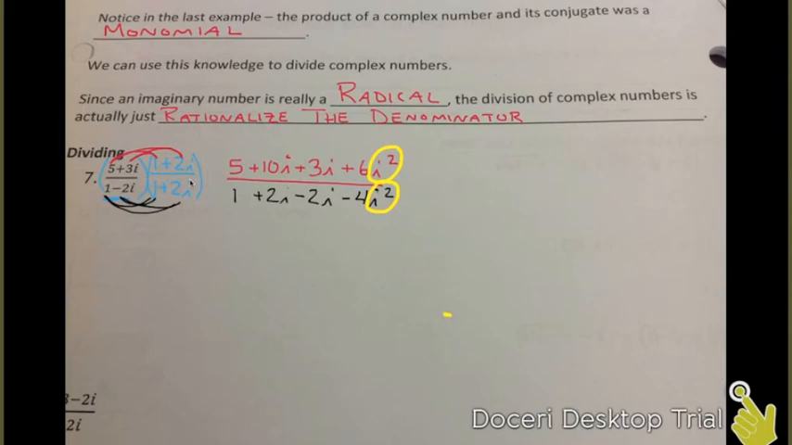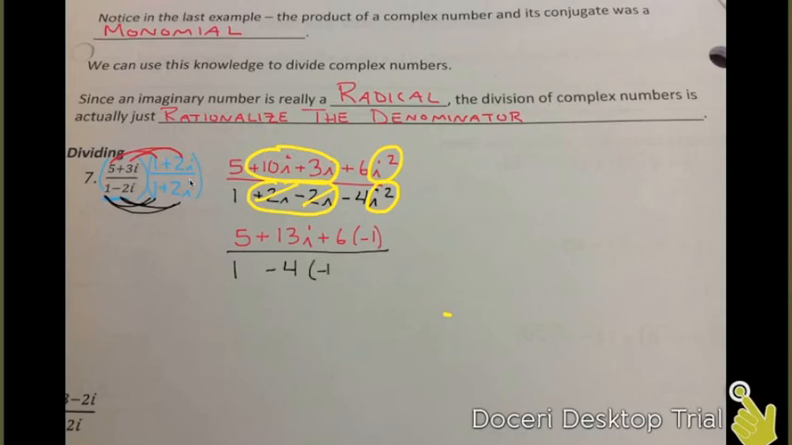So on the top now, we'll have 5 plus, we can combine our 10i and our 3i to get us a 13i plus 6 times negative 1. And on the bottom, similar thing is going to happen. We're going to have our 1. We can combine these two and they actually cancel out. So we have nothing left. And we'll have minus 4 times negative 1.